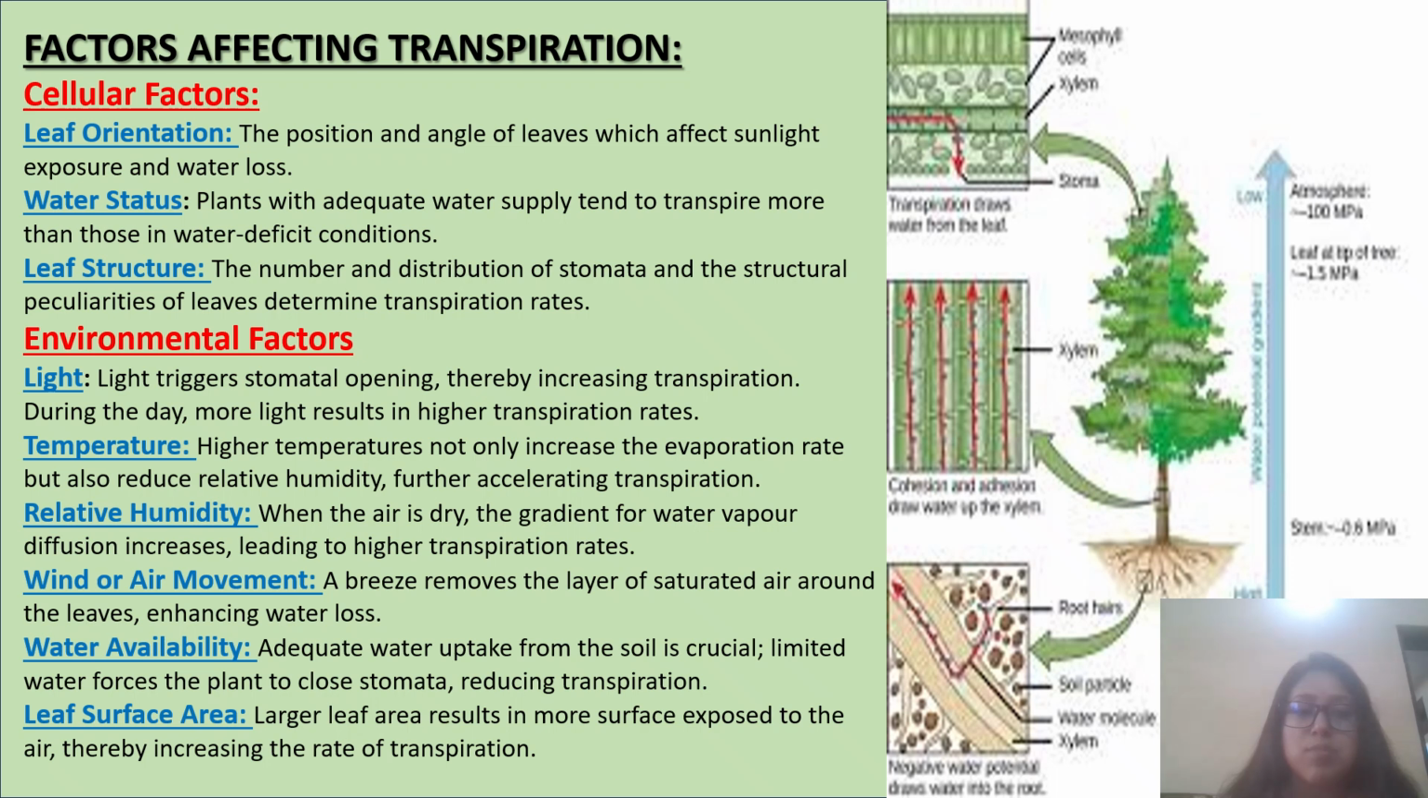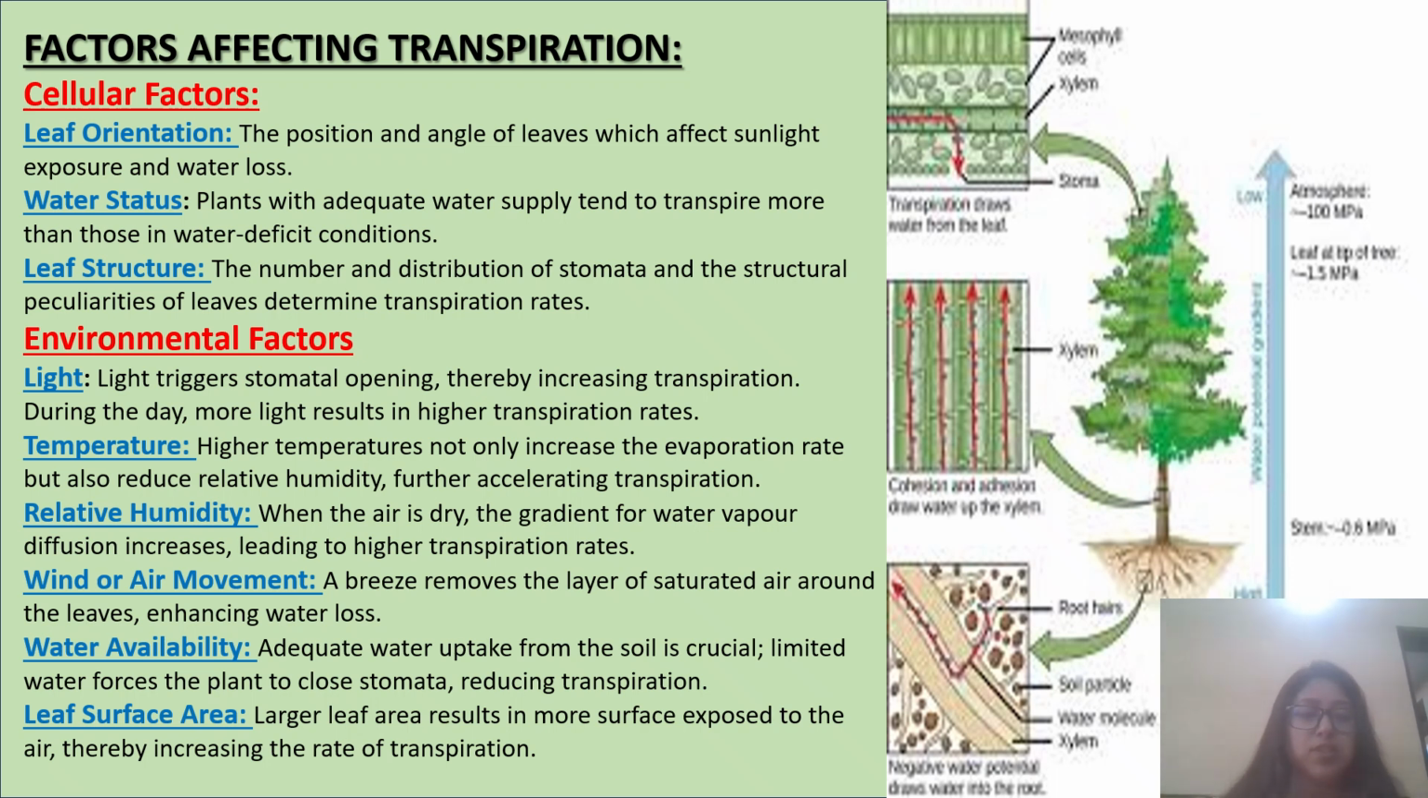Environmental factors. Environmental factors are light, temperature, relative humidity, wind or air movement, water availability, and leaf surface area. Light triggers the stomatal opening, thereby increasing transpiration during the day. More light results in higher transpiration rates. Temperature. Higher temperatures not only increase the evaporation rate, but also reduce the relative humidity, further accelerating transpiration. Next, relative humidity. When the air is dry, the gradient of water vapor diffusion increases, leading to higher transpiration rates.